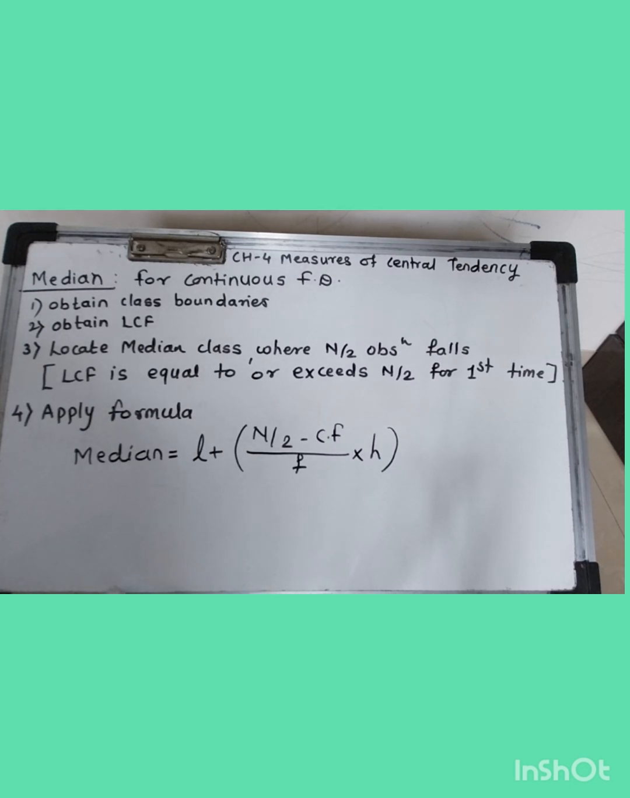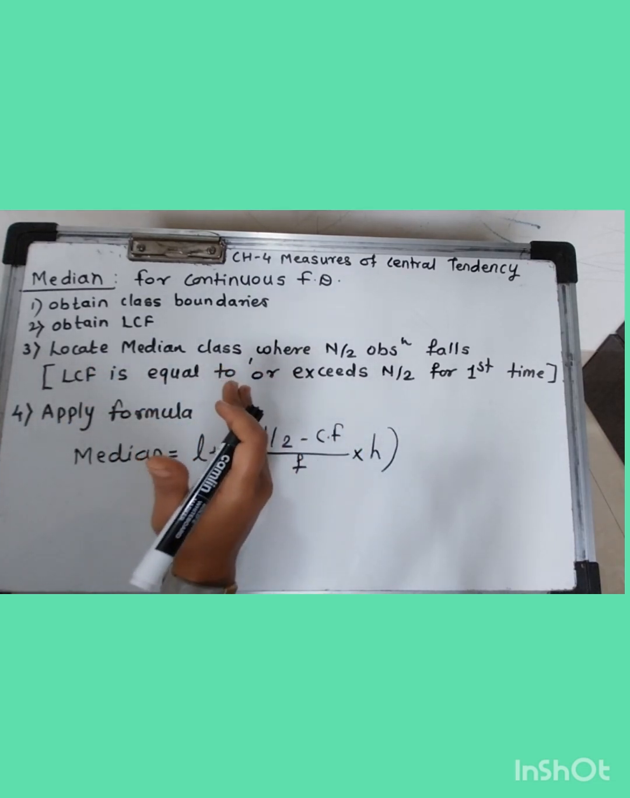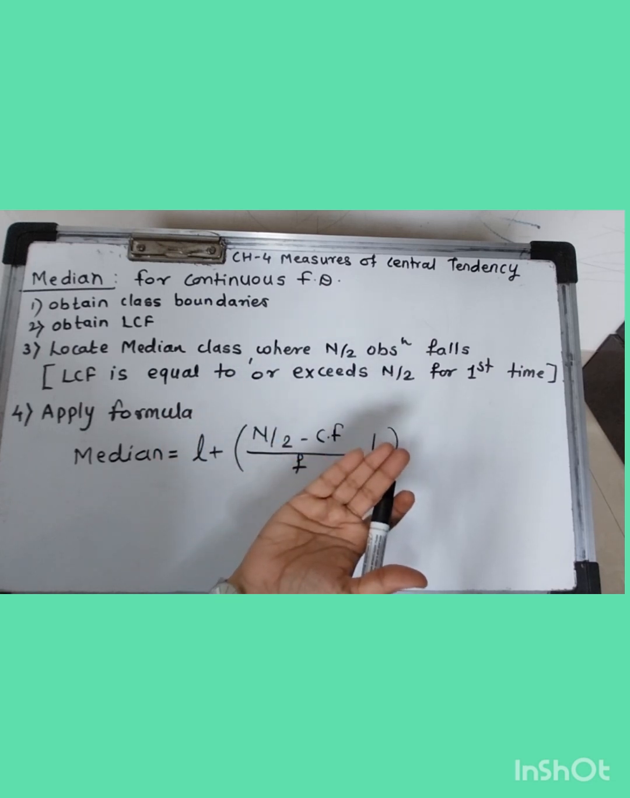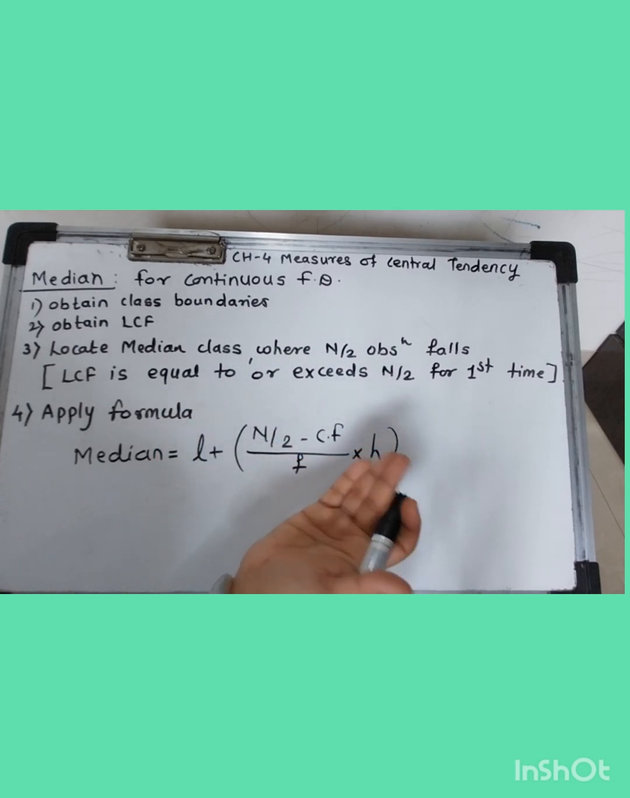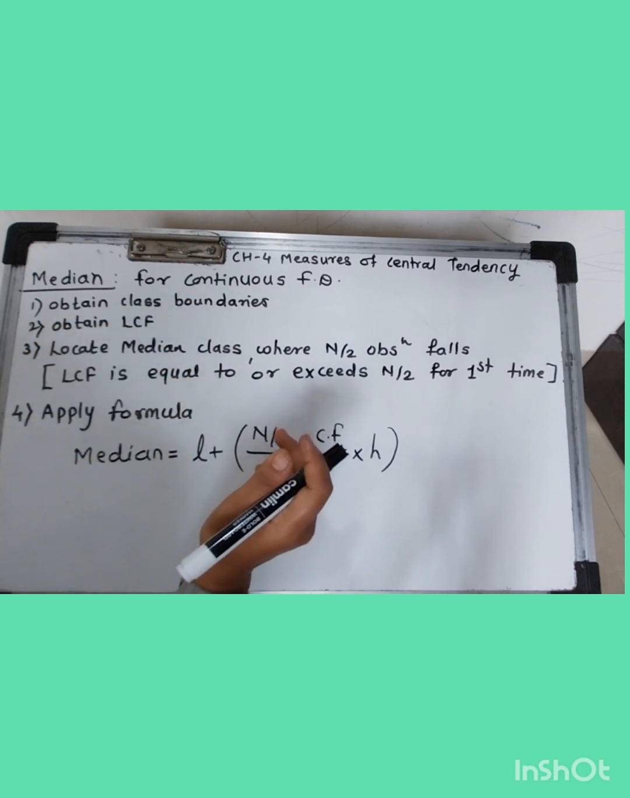Okay, now we are going to see the median for continuous frequency distribution. For that, there are 4 steps. What is the first step? The first step is to obtain the class boundaries. All of you know how to obtain the class boundaries: subtract 0.5 from the lower limit and add 0.5 to the upper limit. So we get the class boundaries.